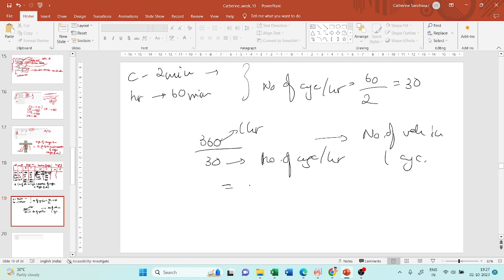So 360 by 30, this is for right turning traffic, you will get 12, and for through traffic you will get 510 divided by 30, which is 17. Okay, so for this formula you have everything.